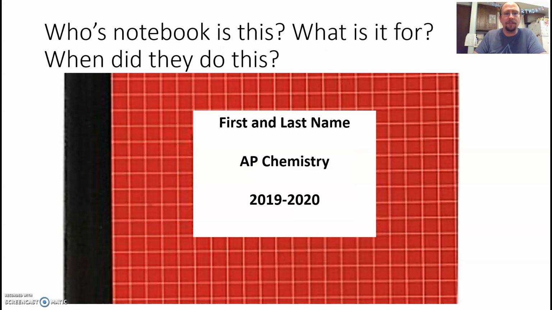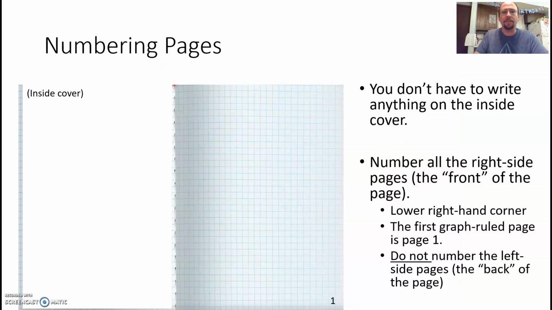On the front of your lab notebook, you have to have your first and last name, AP Chemistry, and 2019 to 2020. You're just telling who you are, what this is for, and when you did it. That's kind of it.